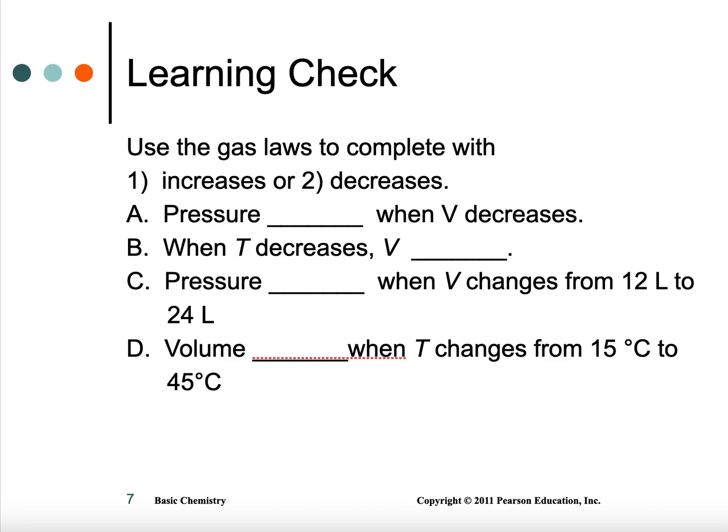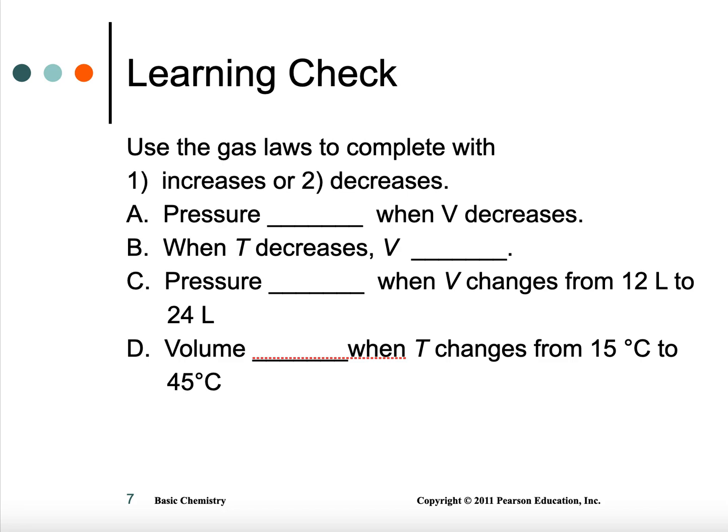Use the gas laws to complete with increases, decreases. Pressure when volume decreases. All right, well, this is Boyle's law. As the balloon gets smaller, the gas molecules are going to bump more frequently into the edges, meaning that the pressure goes up. So as volume decreases, pressure increases. What about temperature and volume? Okay, temperature and volume is Charles's law, and that is a direct relationship. As temperature increases, volume will increase. So it's a direct relationship.